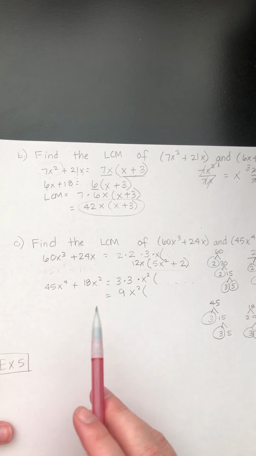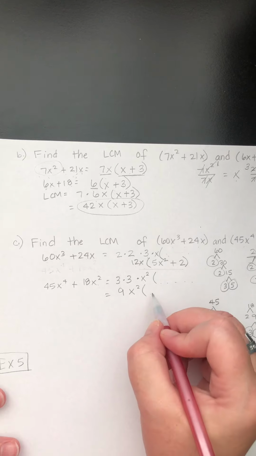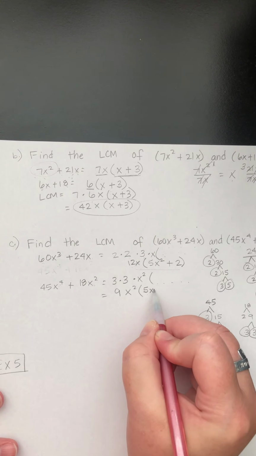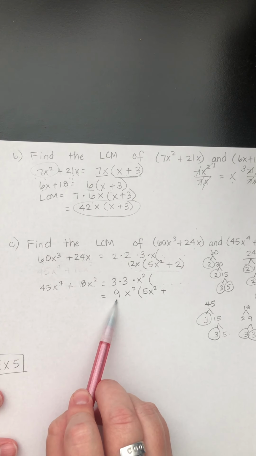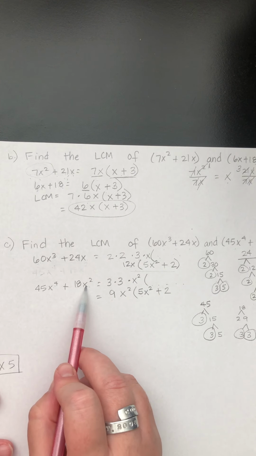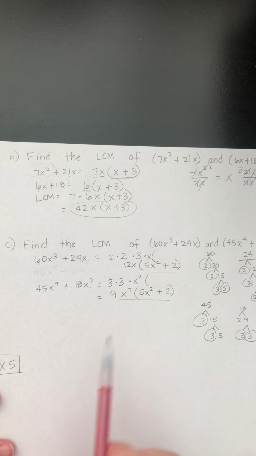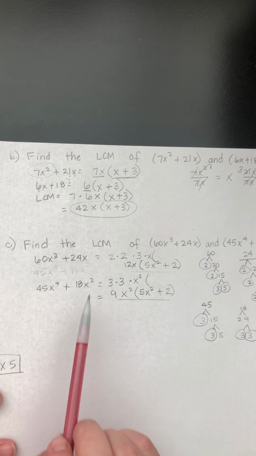45, 45 divided by 9, we can find our factor. 45 divided by 9 is 5. If we take 2 x's out of here, we're left with 2 x's. Don't forget your plus sign. 18, if we divide it by 9, we're left with 2. We take 2 x's out, we're not left with any x's. So this right here is our greatest common factor for 45x to the 4th and 18x squared.